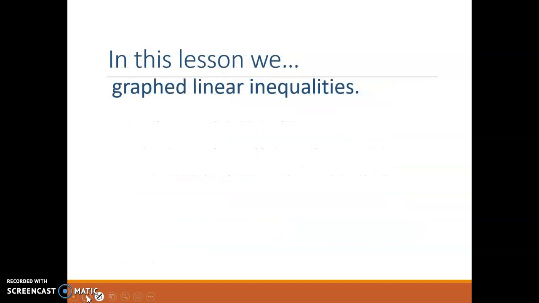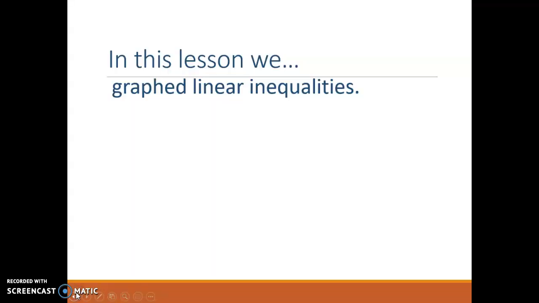In this lesson, we graphed linear inequalities, and we learned that if it says greater than, we shade above, less than, we shade below. We also were reminded that when we divide or multiply by a negative number in inequalities, that changes the sign of all the terms, and it also switches or flips our inequality sign as well. Very important. Don't forget to do that.